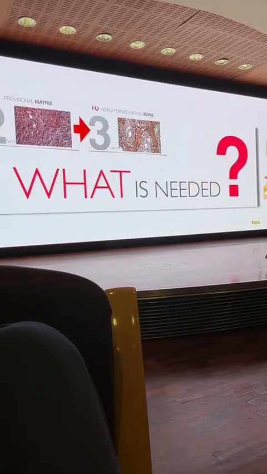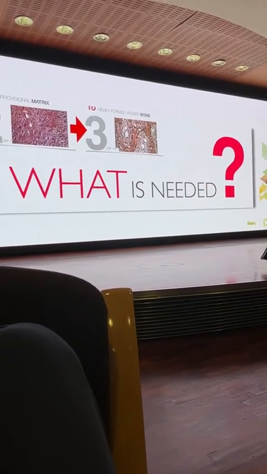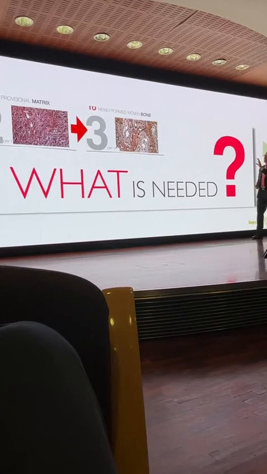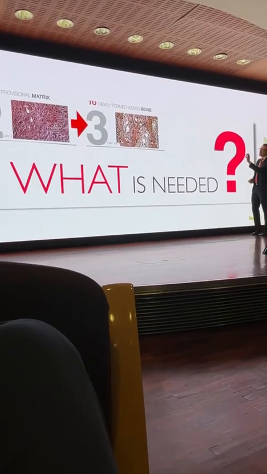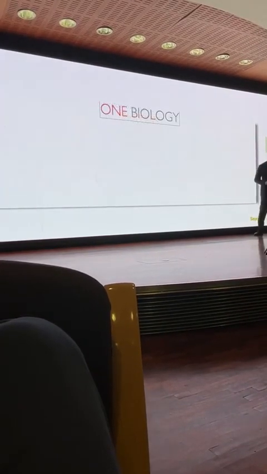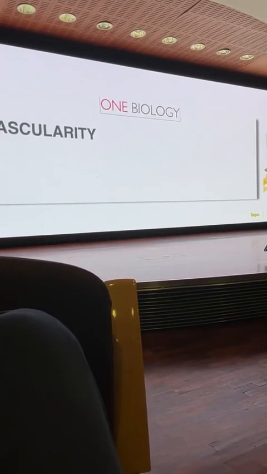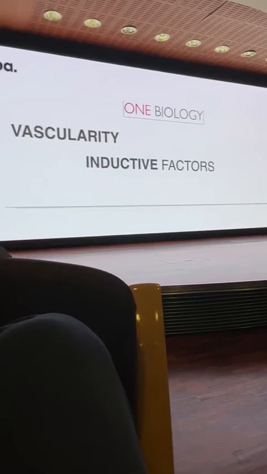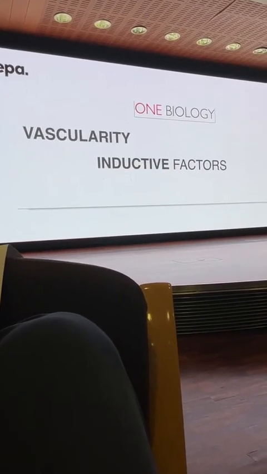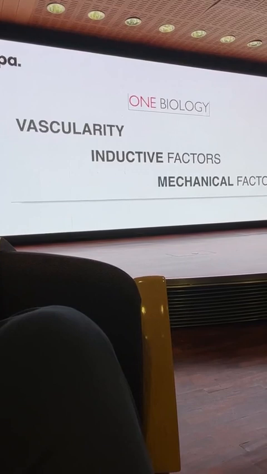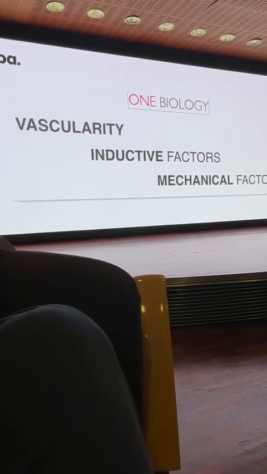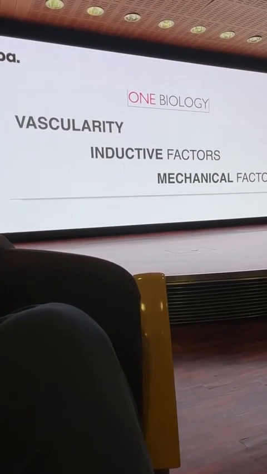So what is needed to obtain a good, predictable result, from the provisional matrix to the woven bone formation? We must have three elements coexisting simultaneously on the site: vascularization, which must be abundant, inductive factors, and mechanical factors. These are three elements which are fundamental.